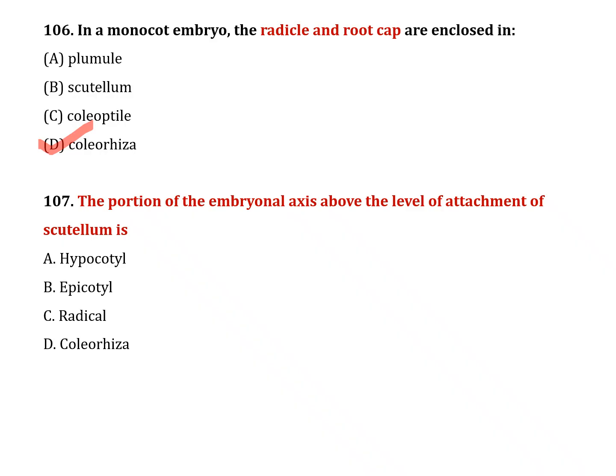The next question number 107. The portion of the embryonal axis above the level of attachment of scutellum is option A hypocotyl, option B epicotyl, option C radicle, option D coleorrhiza. Correct answer is option B epicotyl.